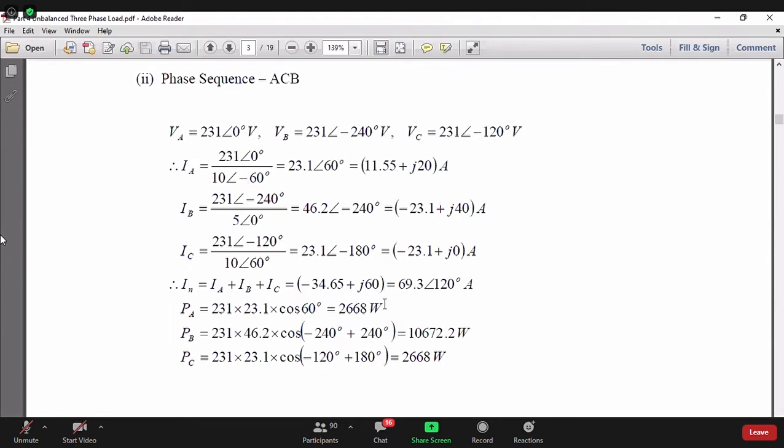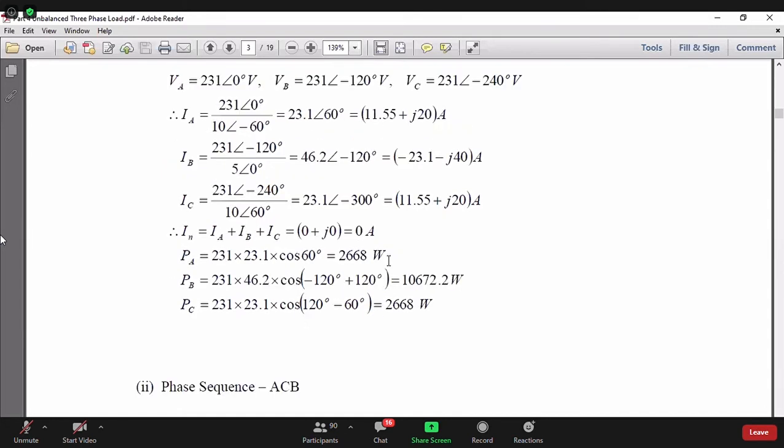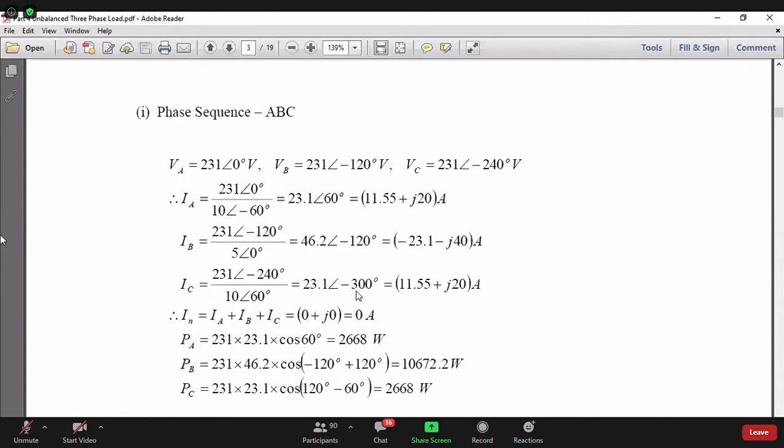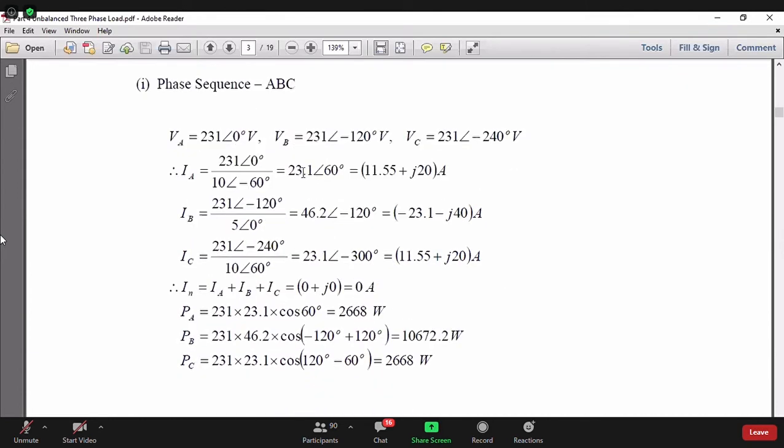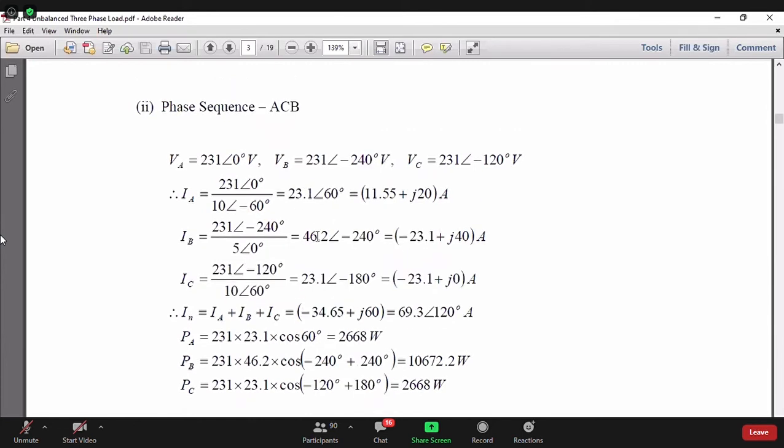But the neutral current. So now try to understand again. This is why I am showing you all these problems. Same impedances, same voltage, same connection. Just by changing the phase sequence, that means ABC or ACB, what a remarkable change has occurred in the neutral current. See, the phase currents you have seen, 23 ampere, 46 ampere, 23 ampere. Here also 23 ampere, 46 ampere, 23 ampere.